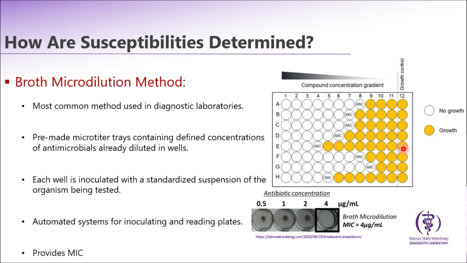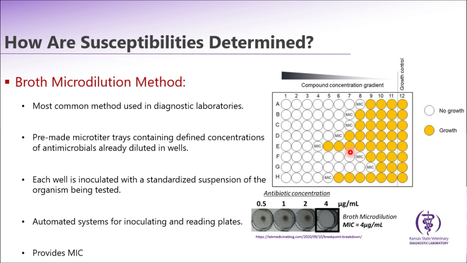Now, I also wanted to highlight this column here, column 12. This is what we call the growth control column, or the growth control well. These wells are not pre-coated with antibiotics. We use them as an internal control for this assay. So when we place the bacterial suspension in them, if there is no bacterial growth there, then the test is invalid and cannot be interpreted.